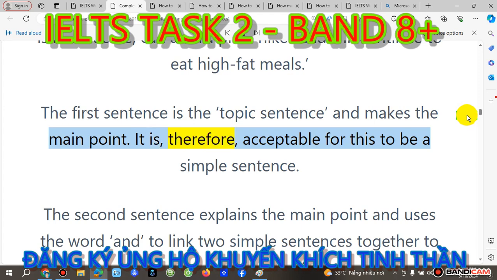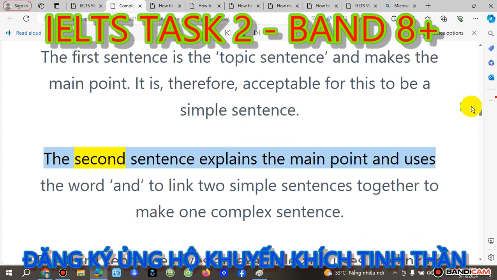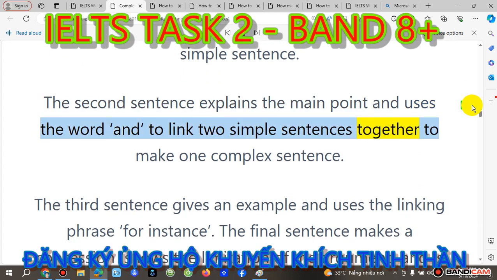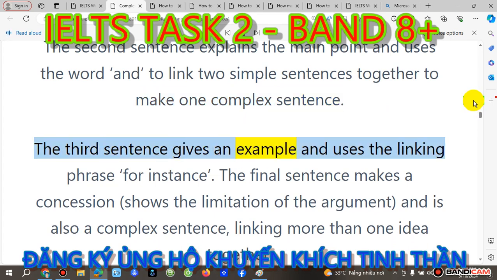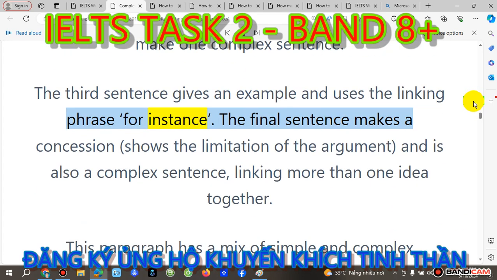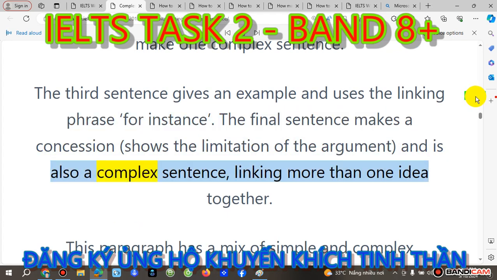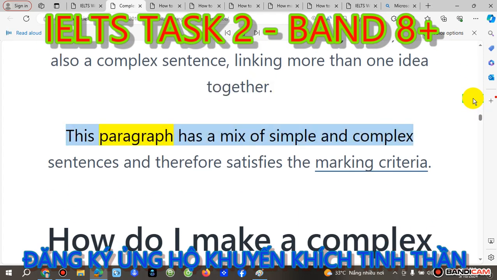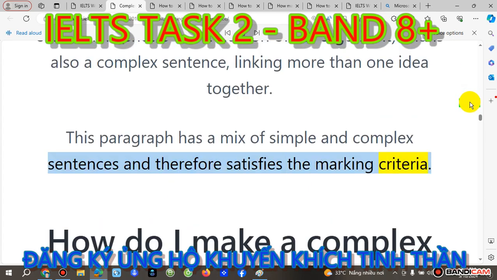It is, therefore, acceptable for this to be a simple sentence. The second sentence explains the main point and uses the word "and" to link 2 simple sentences together to make 1 complex sentence. The third sentence gives an example and uses the linking phrase "for instance." The final sentence makes a concession, shows the limitation of the argument, and is also a complex sentence, linking more than one idea together. This paragraph has a mix of simple and complex sentences and therefore satisfies the marking criteria.